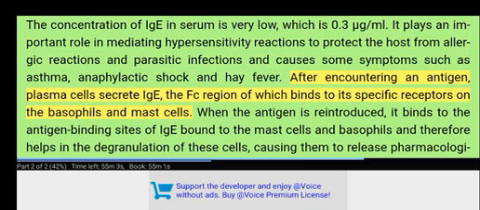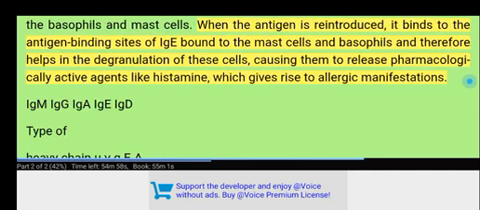After encountering an antigen, plasma cells secrete IgE, the Fc region of which binds to its specific receptors on the basophils and mast cells. When the antigen is reintroduced, it binds to the antigen binding sites of IgE bound to the mast cells and basophils and therefore helps in the degranulation of these cells, causing them to release pharmacologically active agents like histamine, which gives rise to allergic manifestations.